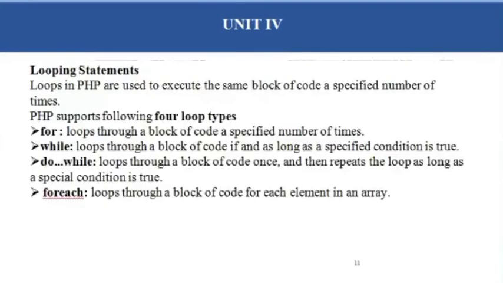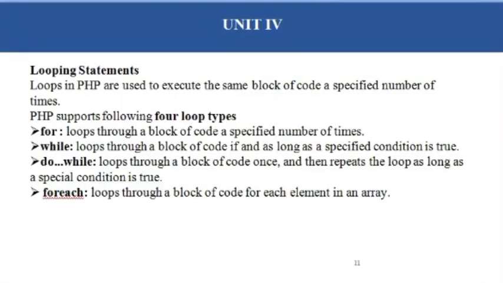Next is looping. Decision making is for when we want to take a decision, true or false. Looping means we want to repeatedly print some set of statements to satisfy our conditions, until the same set of lines is printed. That is the looping statement. There are for, while, do while, and foreach. Only these four types are supported in PHP looping statements.